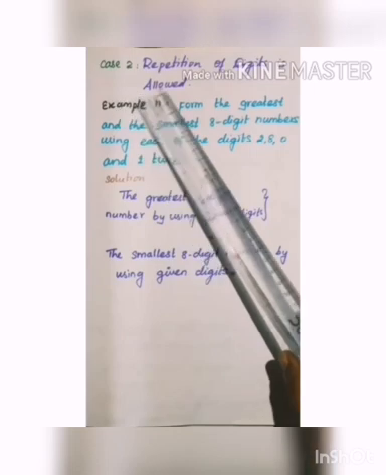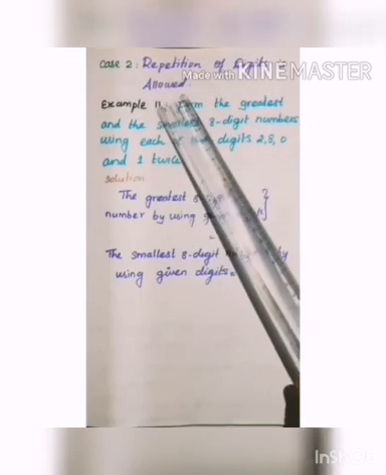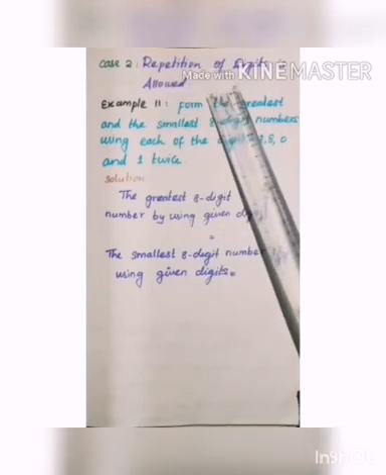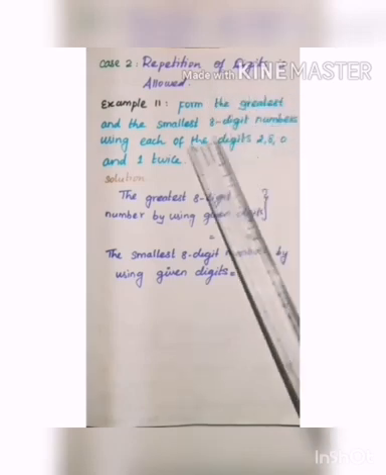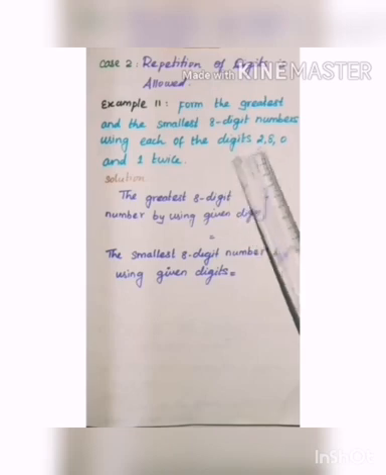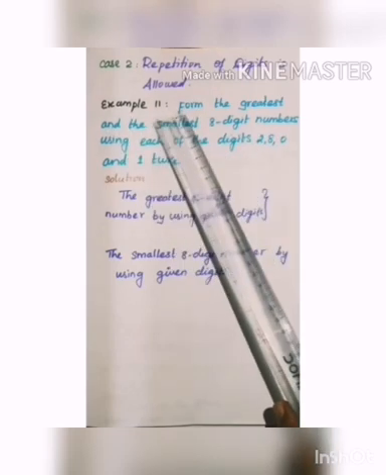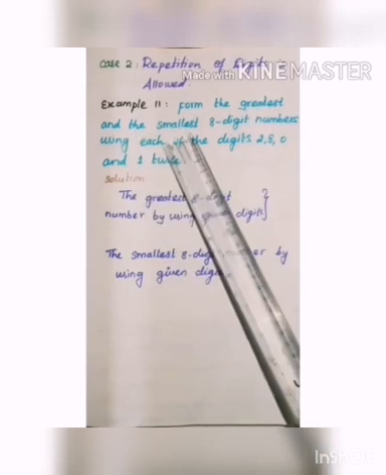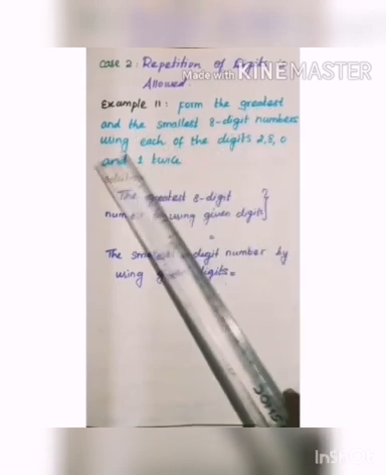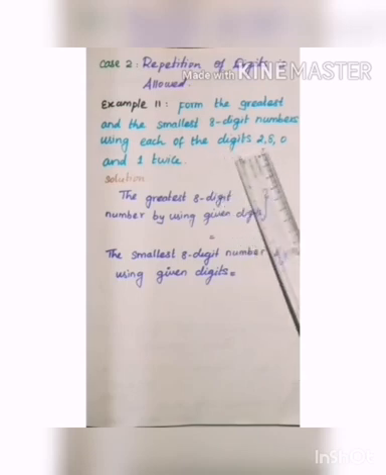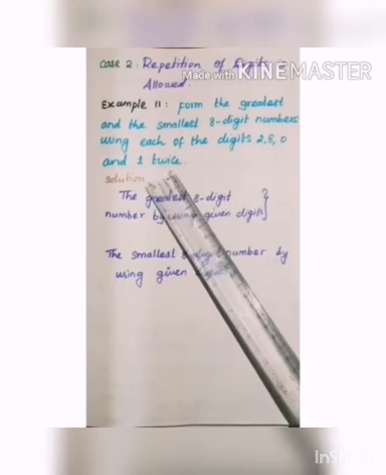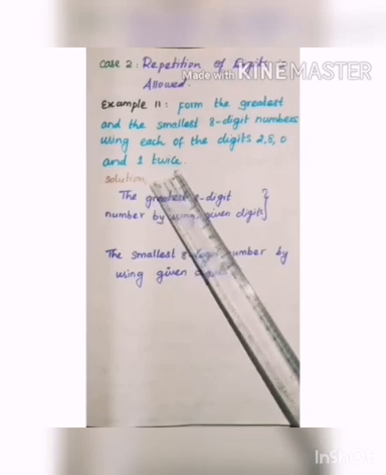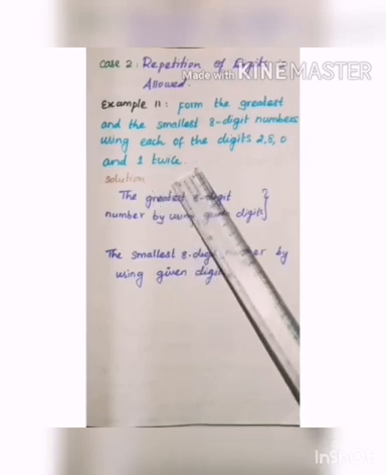Case 2. Repetition of digit is allowed. In this case, you can repeat the given digits for your target. Here you have 8 digits. You want to repeat the digits to complete 8 digits. Okay. Example 1. Form the greatest and the smallest 8-digit numbers using each of the digits 2, 8, 0 and 1 twice. Twice means they have said that you have to use each digit 2 times.